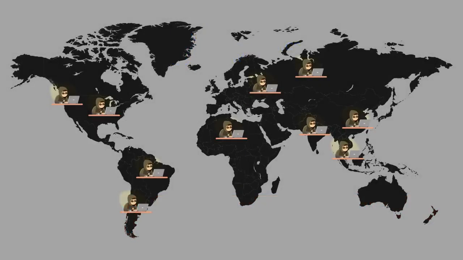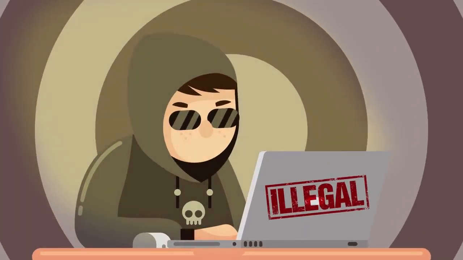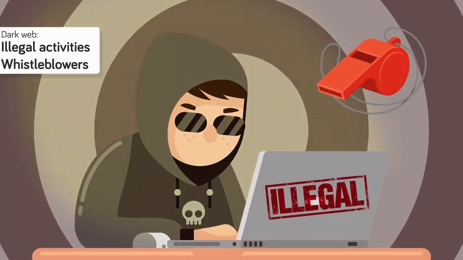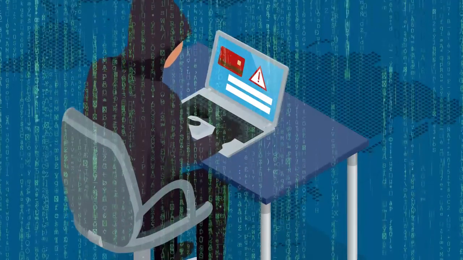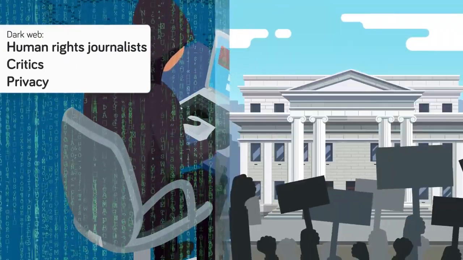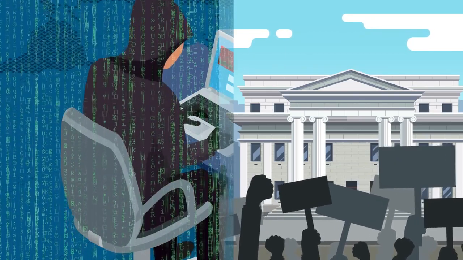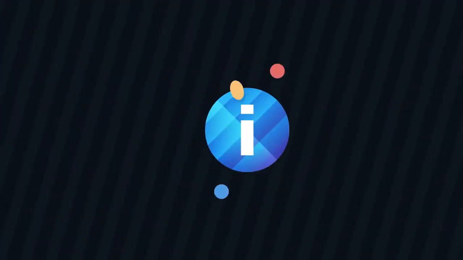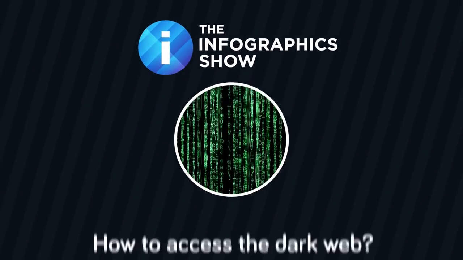If you've seen our shows on the dark web, you'll know some of the things you can find there. We've talked before about illegal activities happening there, but there's much more to this place. You might find whistleblowers in the dark web, perhaps fearful of their identity being uncovered. Human rights journalists might also publish here, with an understanding that their work can't be traced back to them. Critics of oppressive governments might air their concerns there, while others just want absolute privacy when talking to people about their health. Welcome to this episode of the Infographics Show, how to access the dark web.